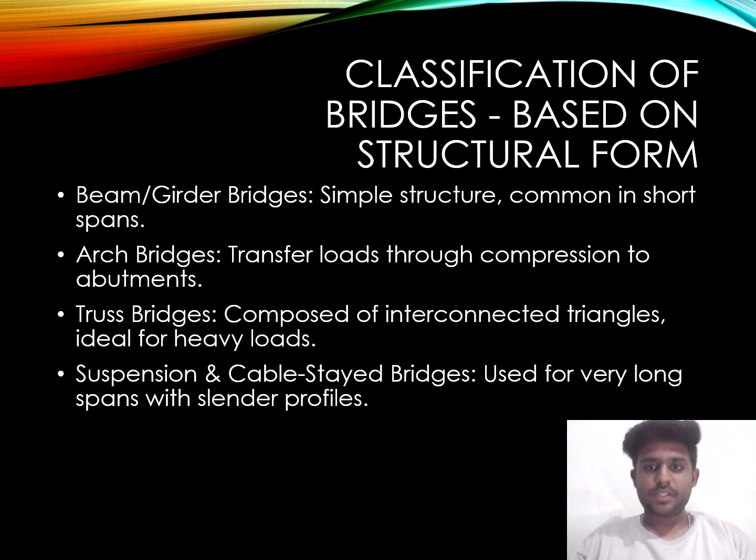Next classification is based on structural form. Beam or girder bridges, simple structure, common in short spans. Arch bridges transfer loads through compression to abutments. Truss bridges, composed of interconnected triangles, ideal for heavy loads. Suspension and cable-stayed bridges, used for very long spans with slender profiles.